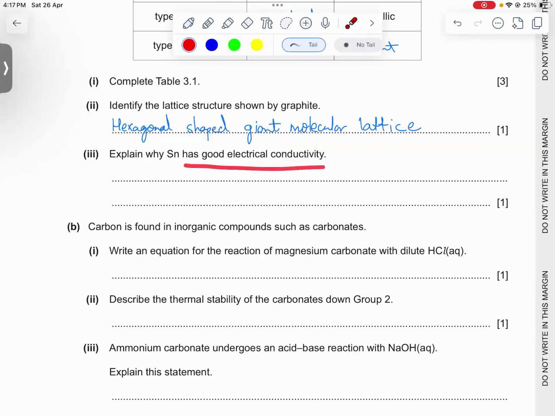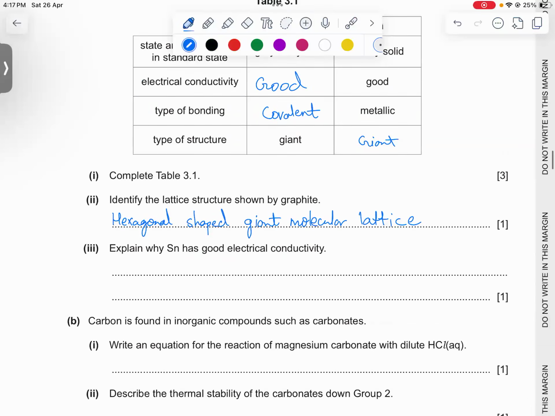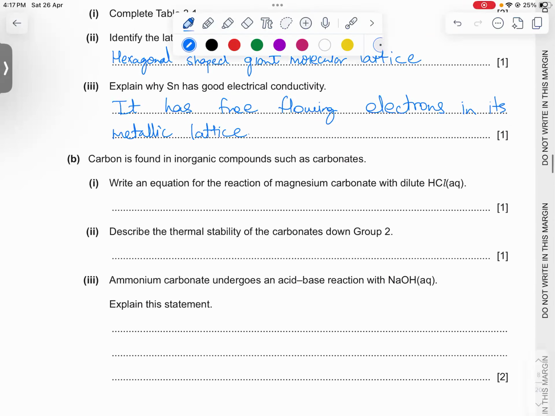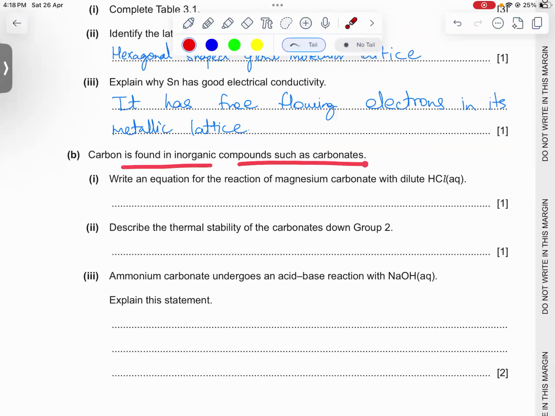Explain why Sn has good electrical conductivity. Because Sn has free flowing electrons in its metallic lattice. Carbon is found in inorganic compounds such as carbonates. Write an equation for the reaction of magnesium carbonate with dilute hydrochloric acid. Whenever a metal carbonate reacts with an acid, you should always remember, that should be common practice now.